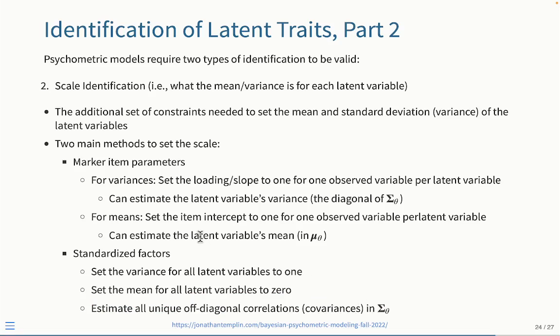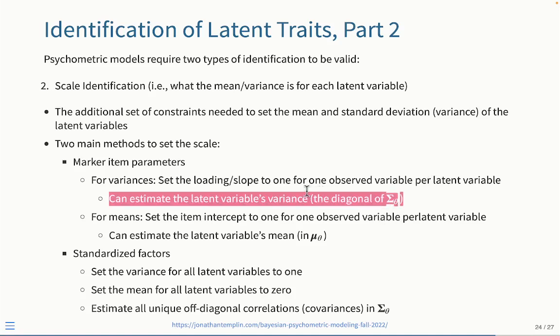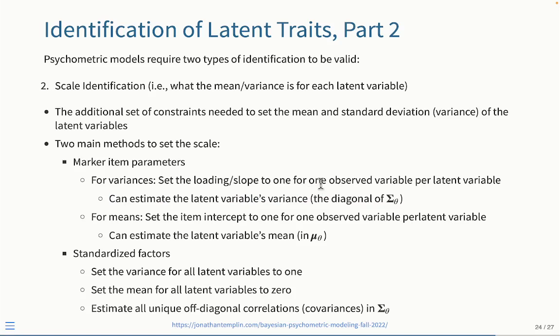The alternative to that is we can set what's called a marker item. So we set the value of a loading or a slope to 1 for one observed variable per latent variable. And then because of the way the math works out, we can then estimate the latent variable's variance, which is on the diagonal of sigma. For the means, we could do the same feature. We could set the item intercept to 0 for one observed variable per latent variable, and then we can estimate the latent variable's mean itself.